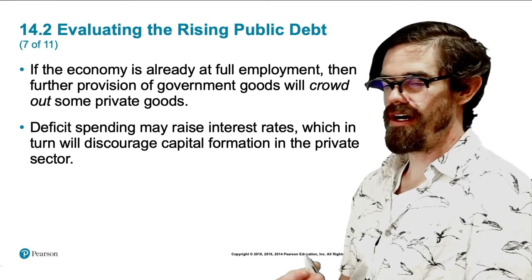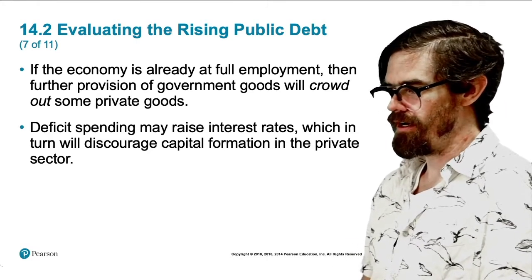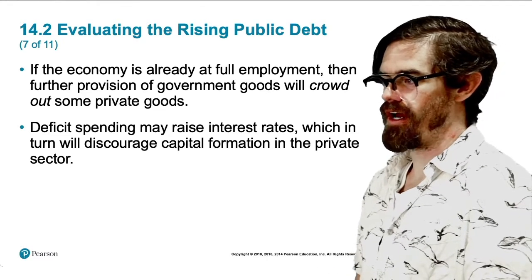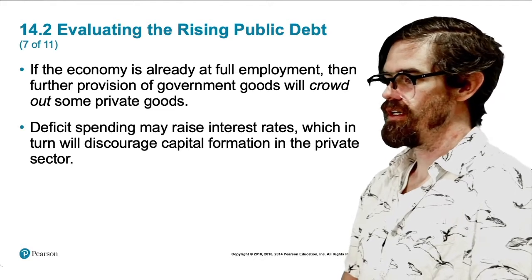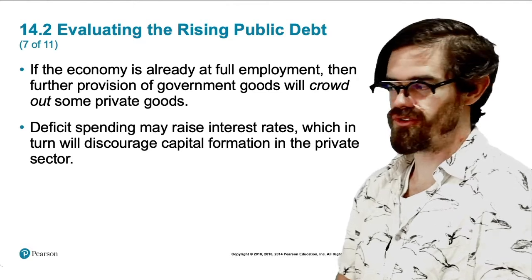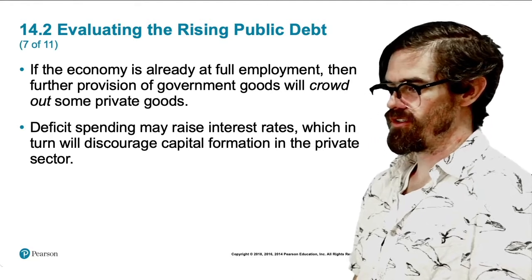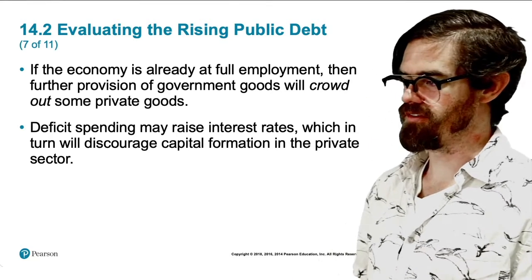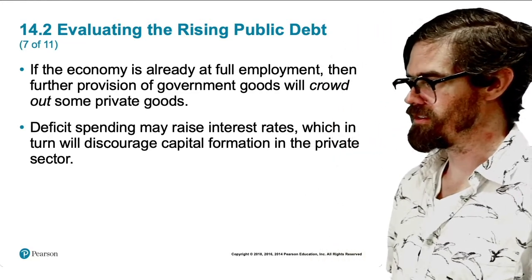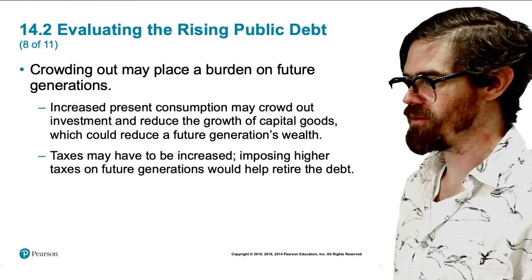Now, if the economy is at full employment, right, we're in the long run equilibrium, recall that further provision of government goods, government expenditures can crowd out some private expenditure. And so deficit spending may also raise interest rates. Recall that as well. That's the reason for crowding out, which will in turn discourage capital formation, investment in the private sector. So that's another issue that we have here with public deficits and debt, is that it can cause crowding out. That crowding out issue we saw in the last chapter.